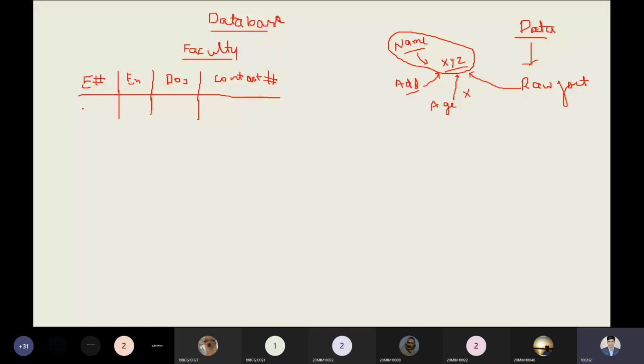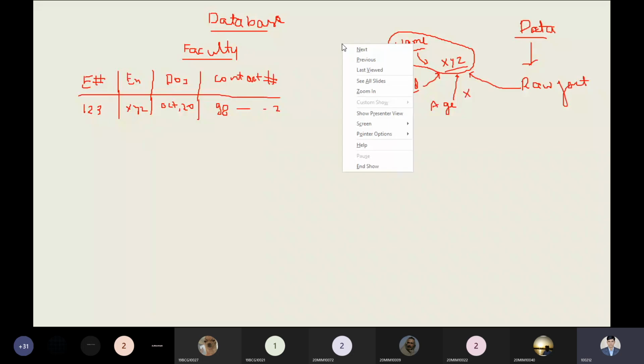For example, suppose I have the ID 123, the employee name XYZ, the date of joining 20, and the contact number 98 and so on. This is only for understanding purposes. You can observe there is a base for my data to represent the information. What is the base of my data over here? It is faculty. Faculty is the name of the database.